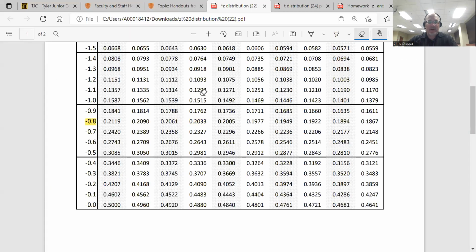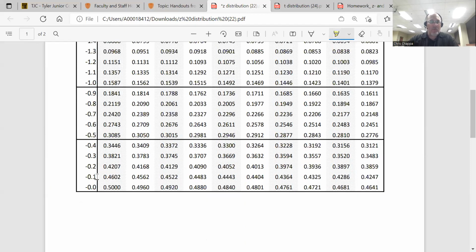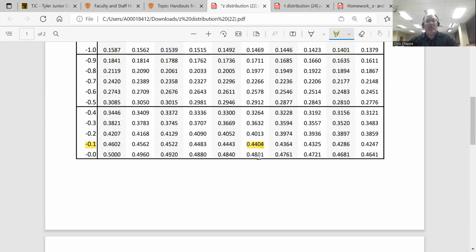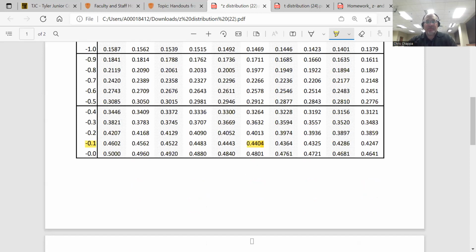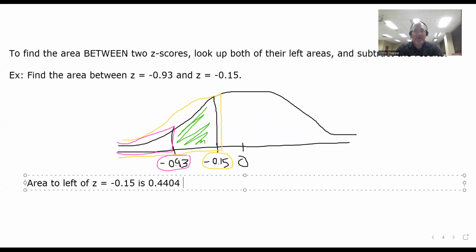Negative 0.15. Negative 0.1, let's just count to the right. Remember, first number is 0. Negative 0.1, 0, 1, 2, 3, 4, 5. Not the best highlighting job, but it's that one with a lot of 4s in it. And again, it's not that hard to just look to the top to go, yeah, that's the correct digit. So 0.4404. That would be the yellow tail.